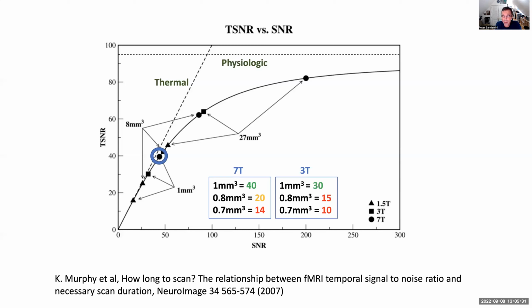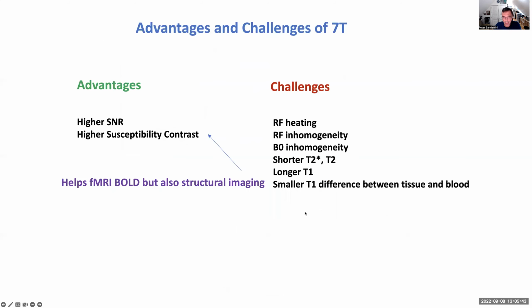3 Tesla does have some advantages, that the T1 differences between blood and tissue are larger, so it enhances vasocontrast. And there's also improved image quality at lower field strength. So just in a nutshell, the advantages: higher signal to noise, higher susceptibility contrast. This also helps fMRI BOLD, but not only that, it also helps structural imaging. And the higher signal to noise, at less than 1 millimeter, this makes all the difference. It's the difference between scanning maybe 50 minutes to get enough signal to see something versus 5 days to see something. That difference in signal to noise.